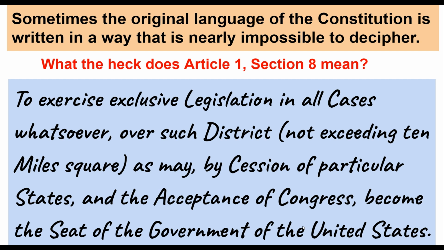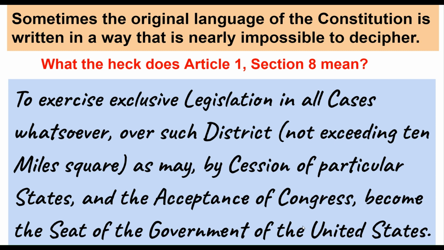So sometimes the original language of the Constitution is written in a way that is nearly impossible to decipher. What the heck does Article 1, Section 8 mean? Now, this is part of Section 8. To exercise exclusive legislation in all cases whatsoever over such district not exceeding 10 miles square as may, by cession of particular states and the acceptance of Congress, become the seat of government for the United States. Oh my goodness. How are we supposed to know what the heck that means?